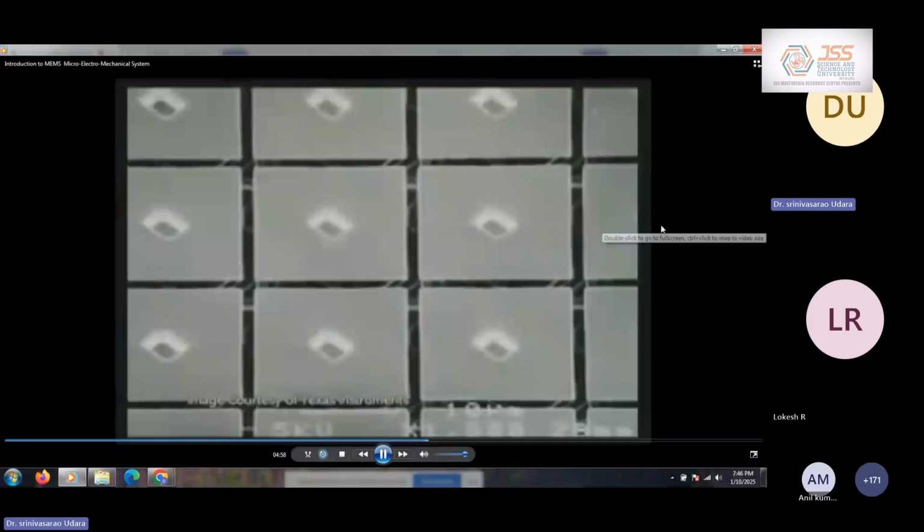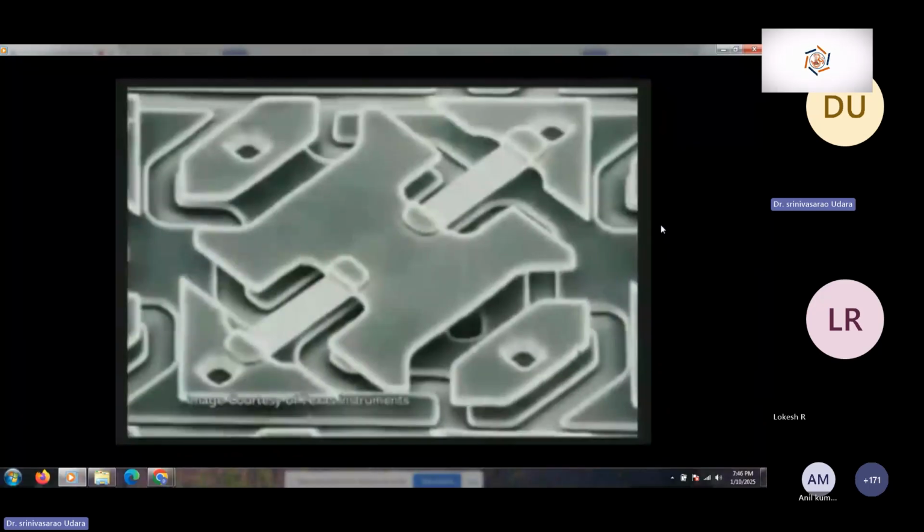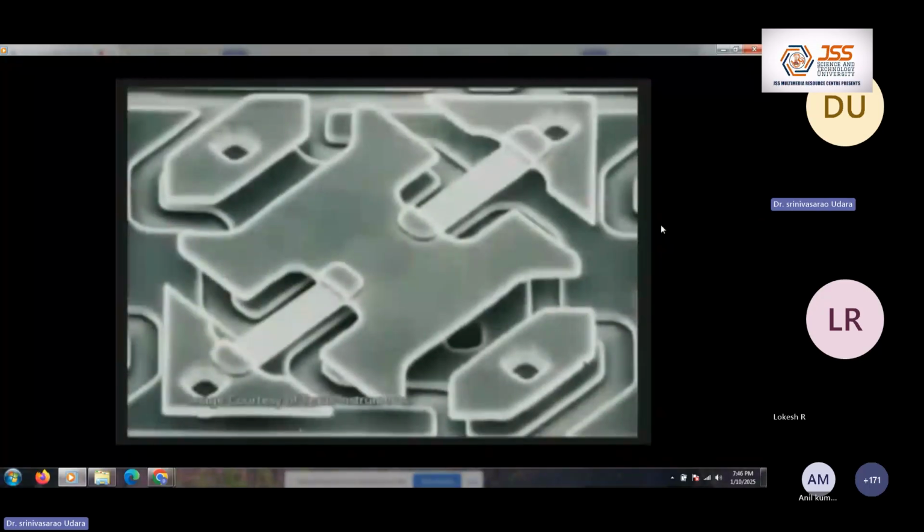Each mirror measures about 1/5 the width of a human hair and corresponds to one dot or pixel in a projected image. Mirrors are mounted on tiny hinges that enable them to tilt either toward the light source to reflect light or away from it to block the light. This creates a light or dark point on the projection surface.